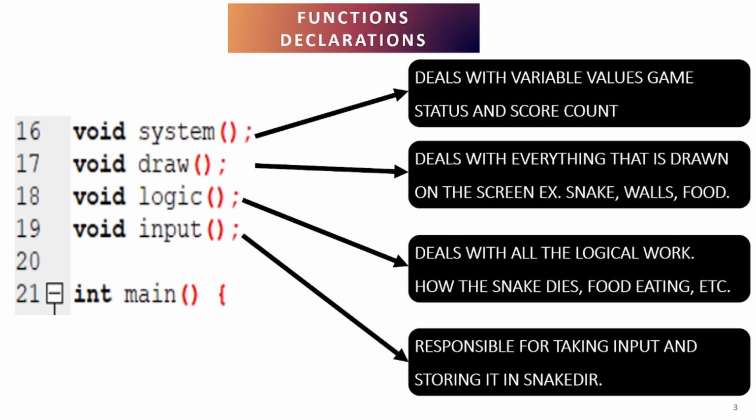The draw function is responsible for all the outputting on the screen. It outputs the snake, the walls, borders, food, the snake tail, etc. Now the logic function deals with all the logical work, like how the snake dies, what happens when the snake dies, what happens when the snake eats the food, etc. Now the input function only has a single task. It is only responsible for taking the input from the user and storing a specific value in the snake dir when a specific key is pressed.